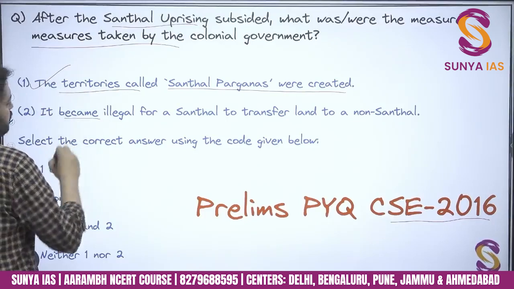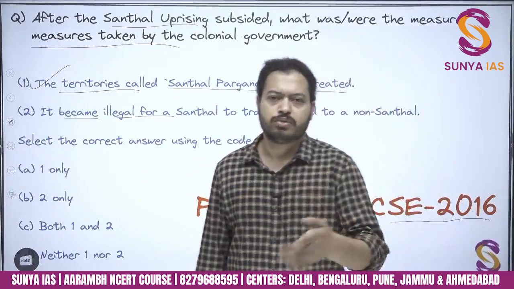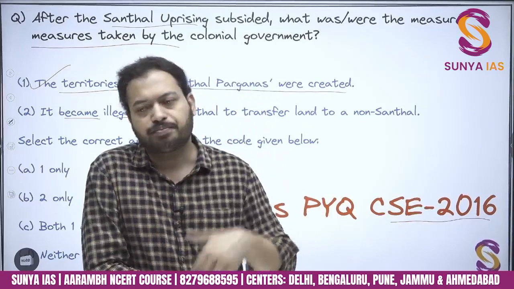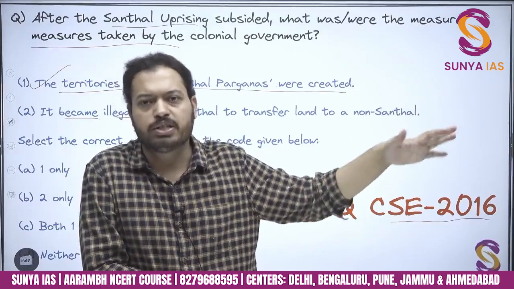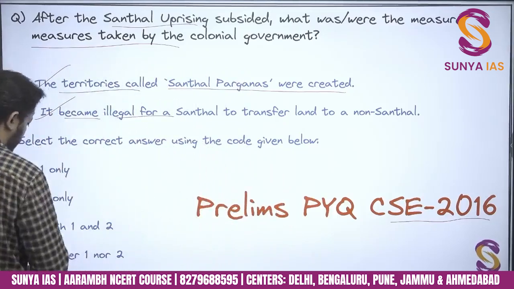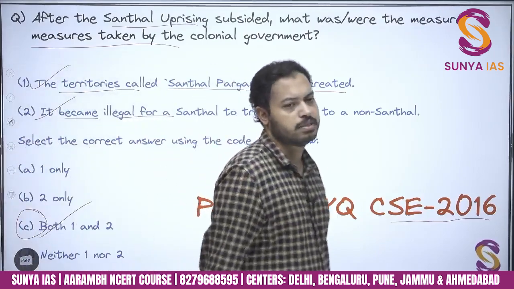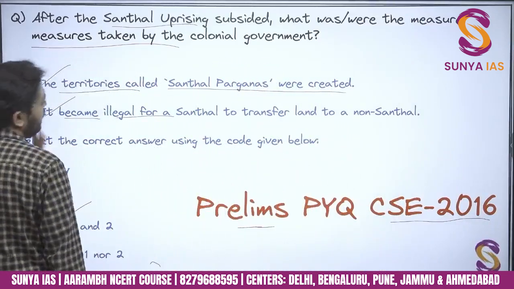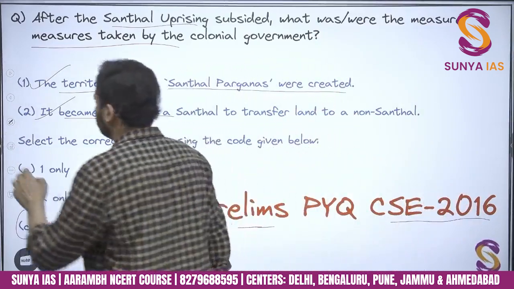Second statement: it became illegal for a Santhal to transfer land to a non-Santhal. This is also a feature of the Santhal Pargana Act of 1866. As mentioned in the last slide, non-Santhals, non-tribals, were not allowed to purchase any land in the Santhal Pargana. So this is also correct. Both 1 and 2, option C, is correct. This question was asked in the 2016 prelims. So even from the NCERT book only, you can make these questions. It's not very difficult.